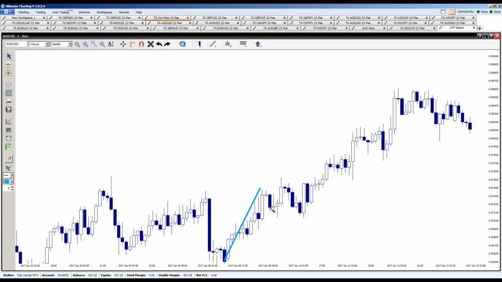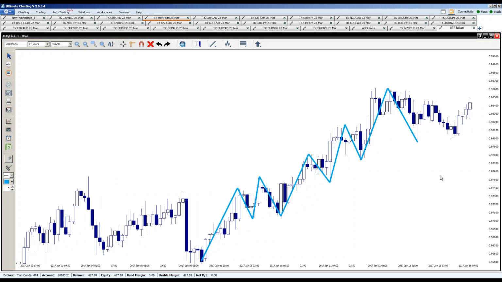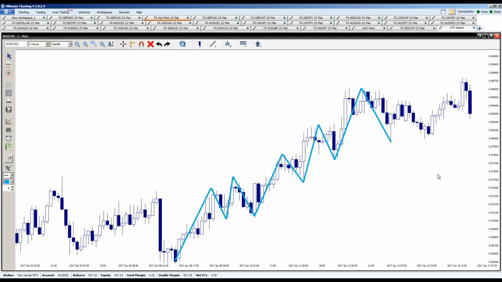Low, high, higher low, higher high, higher low, higher high, higher low, higher high, higher low, higher high. So there's the higher high. Now we have a higher low. Now we need to see if the market's going to break that higher high. There we go. The market broke that higher high.